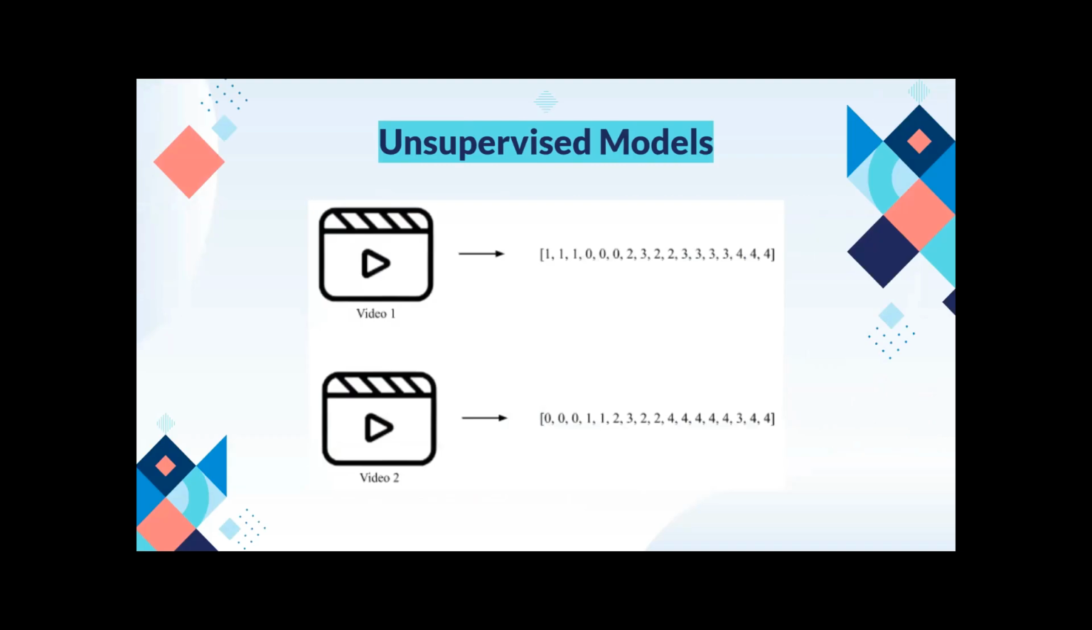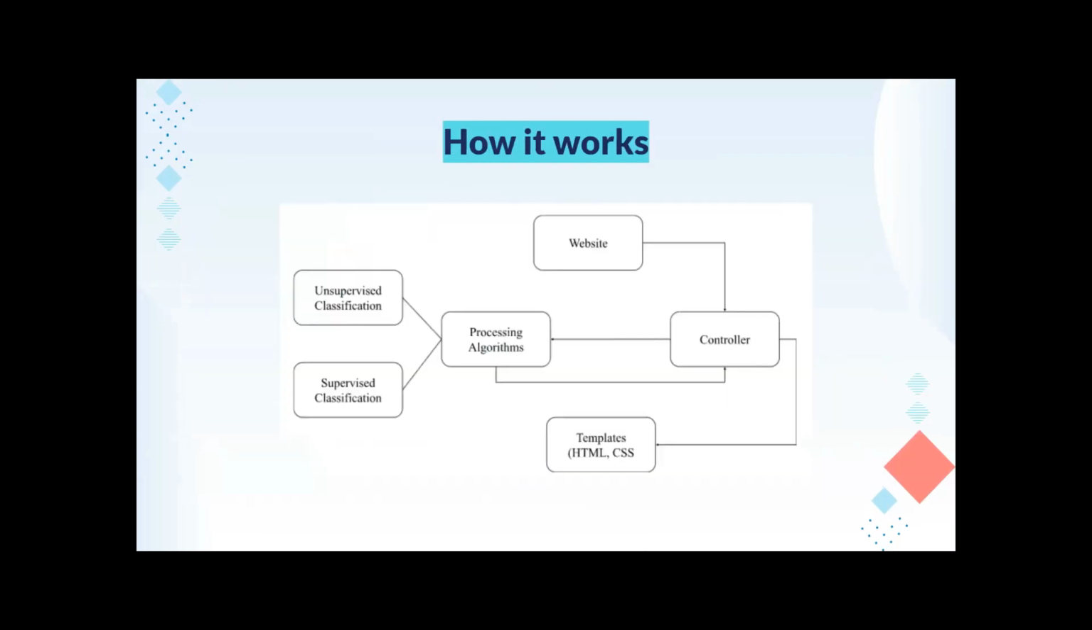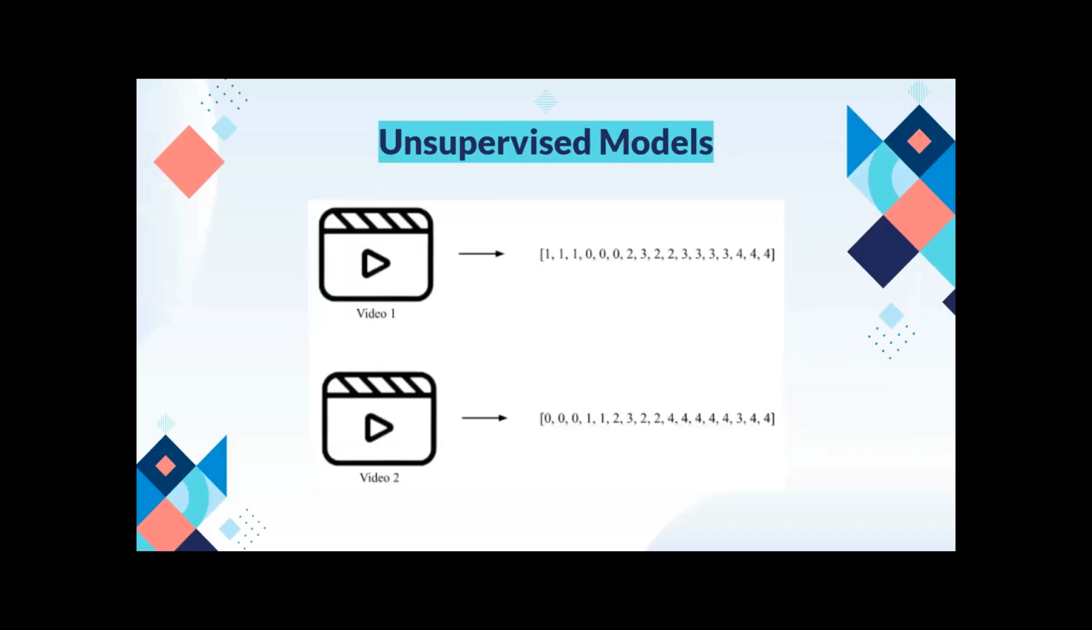This is an introduction to how our process actually works. Let me alternate between this and this. These are the actual parts of the processing algorithm. First, after we upload an image, this will be fed to the processing algorithm. Using MediaPipe, the unsupervised model would label different parts of the video with different labels.